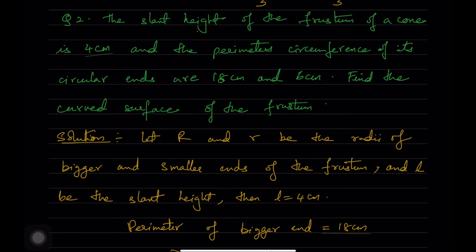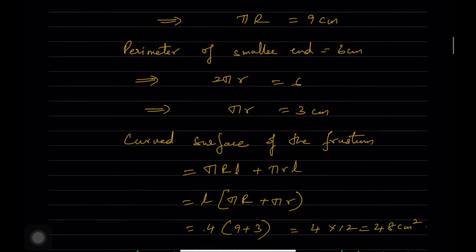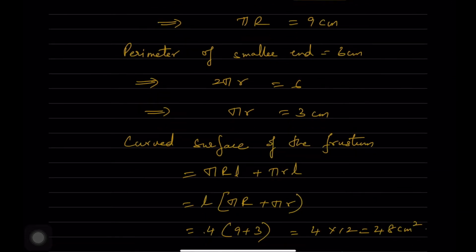So therefore 2 pi capital R is equal to 18, 2 pi small r is equal to 6. So we have to find capital R. Let capital R and small r be the radii of the bigger circle and the smaller end of the frustum, and L be the slant height, where L is equal to 4 centimeters, already given to us. The perimeter of the bigger end is 18 centimeters, so 2 pi R is equal to 18, pi capital R is 9 centimeters. The perimeter of the small end is 6 centimeters, so you're getting pi small r is equal to 3 centimeters.